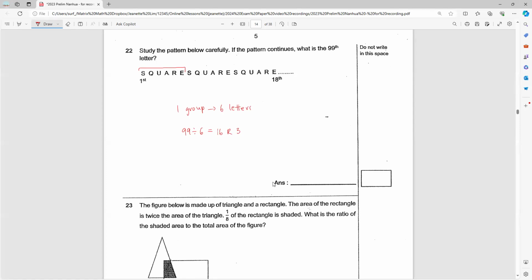Now, 16 is not so important, because there are 16 full groups of these 6 letters. It's the remainder that you want, to find out exactly what is the last letter of that remainder. If you have 3 letters, it's going to start with S, Q, and then U. So the third one will be U. So the letter we're looking at is U.